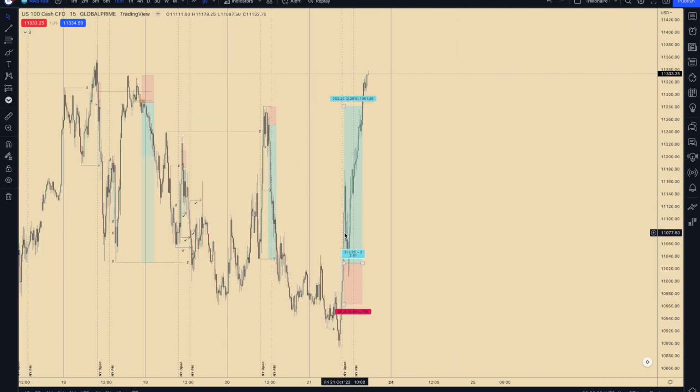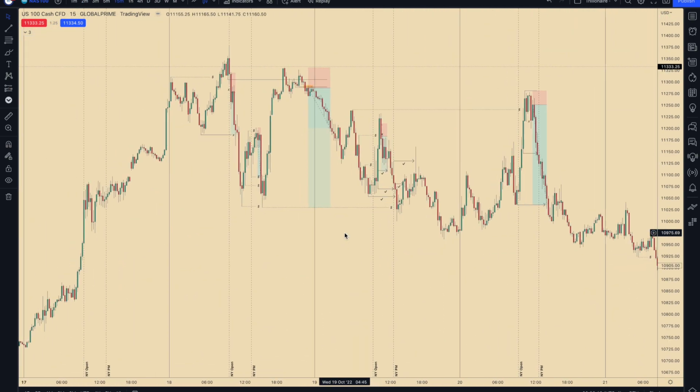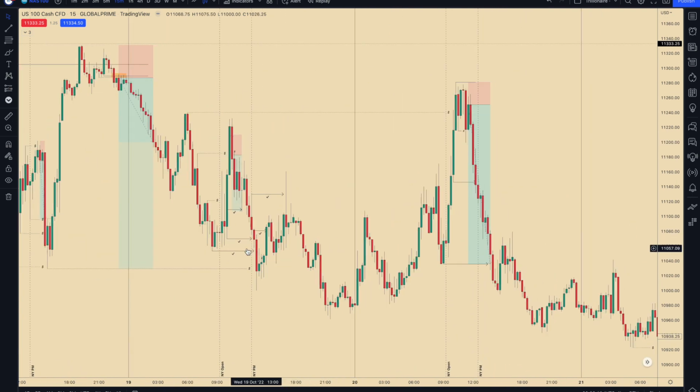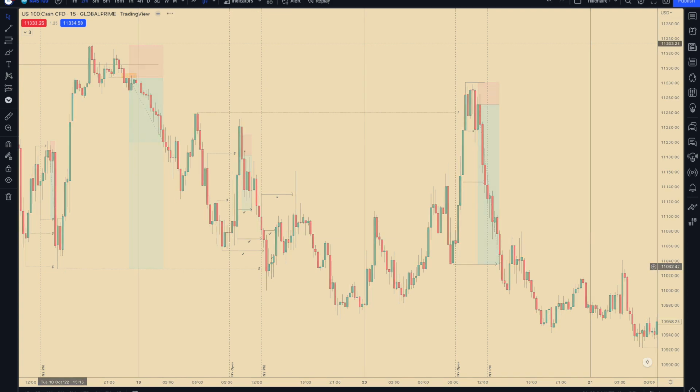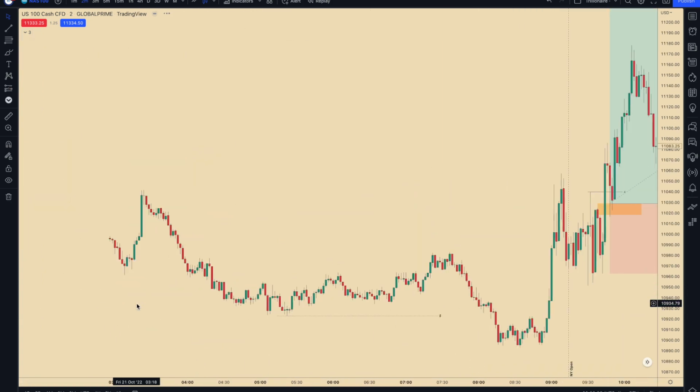All right, now let's talk about the PM session on Wednesday. So the PM session on Wednesday was here, okay? We had a sweep of M15 sell side liquidity here. All right, so let's go back to, was the M5? I believe it was the M2 still on this one.